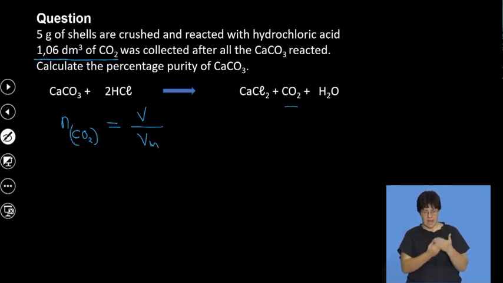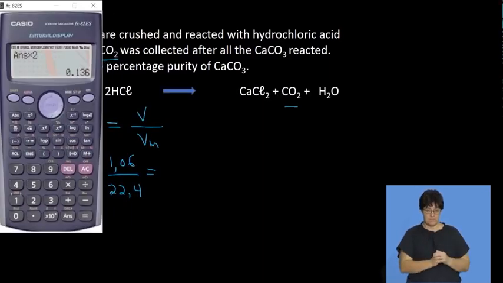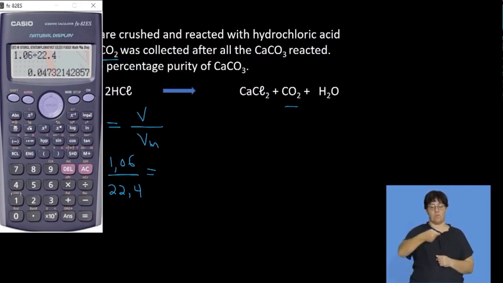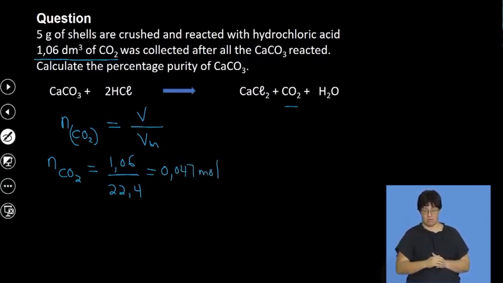So we can determine the actual moles. Number of moles of carbon dioxide equals the volume, 1.06, divided by 22.4, which is the molar gas volume constant. So how many moles are there? 0.047 moles.